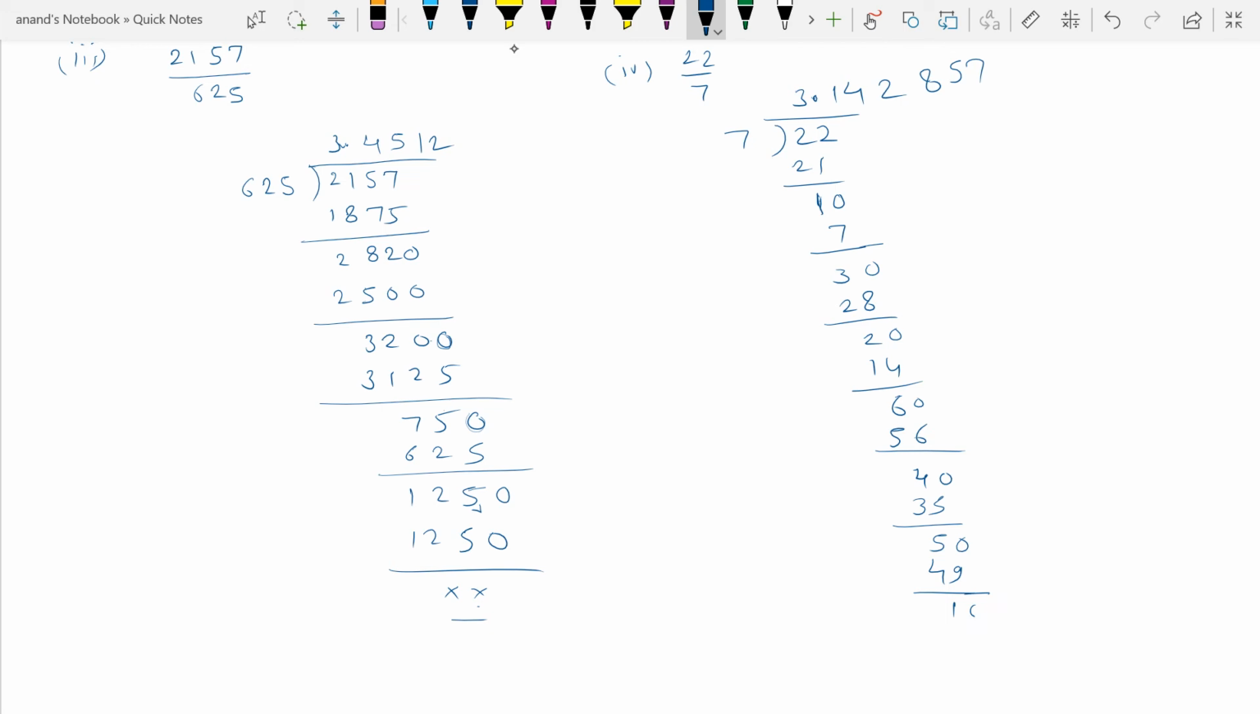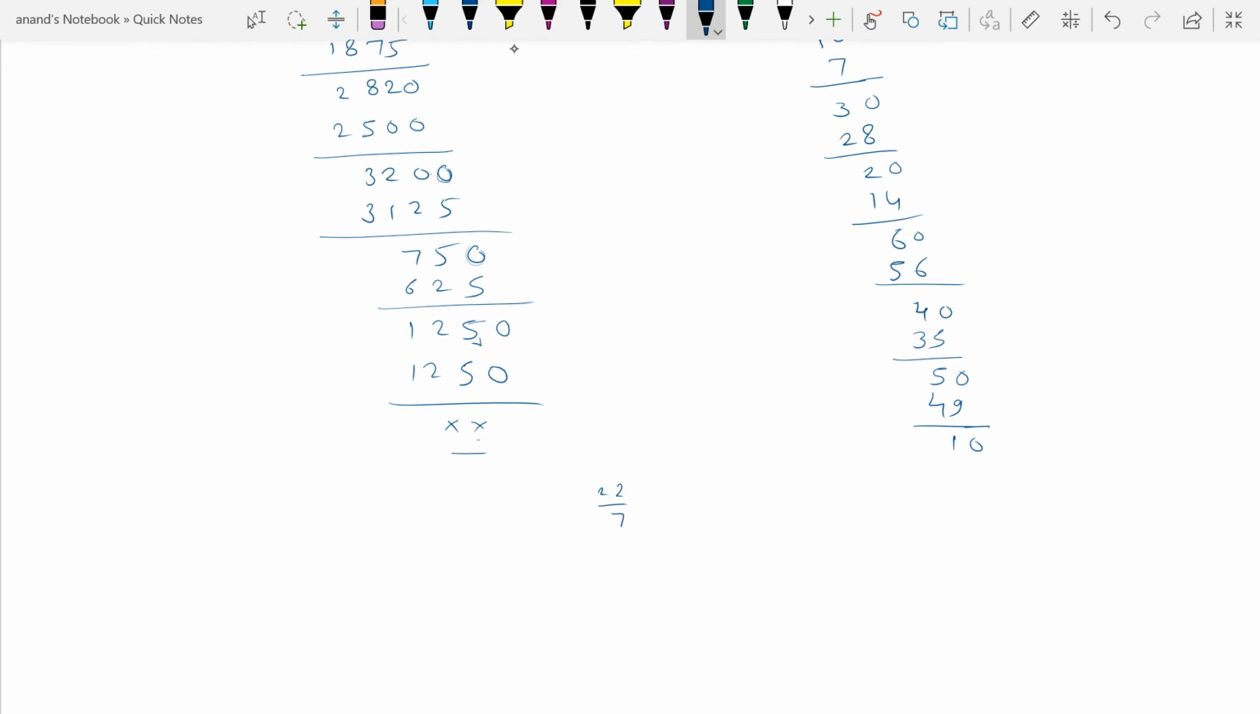So again we will get the same decimal expansion or same decimal representation. So we can write 22 by 7 as 3.142857 to the bar, or 22 by 7 can be written as 3.142857 142857, and so on. So this part is the one which is being repeated again and again.